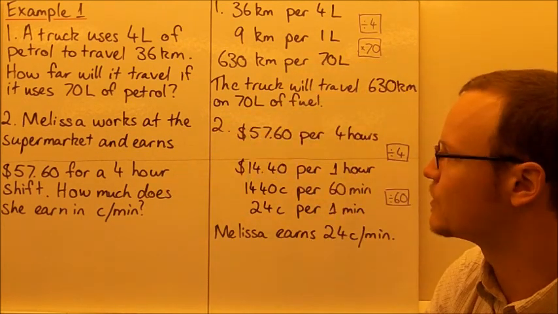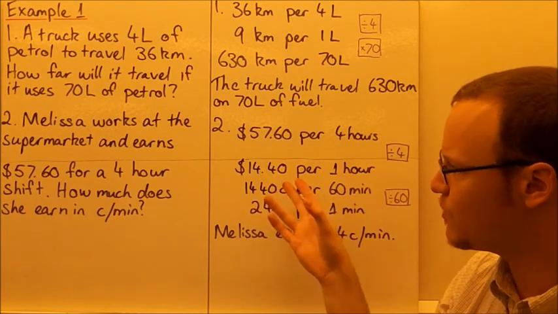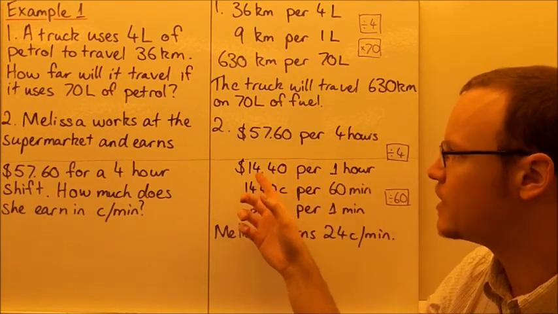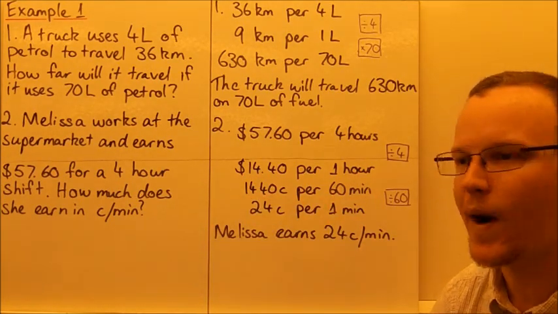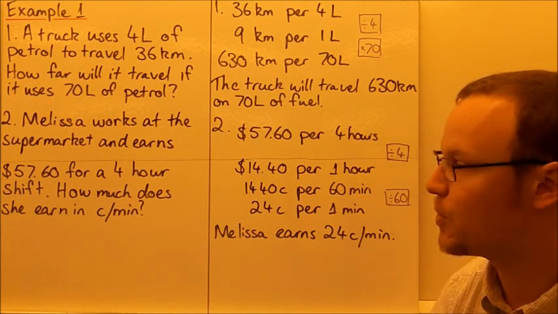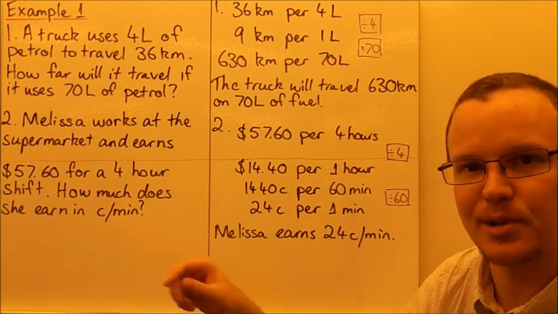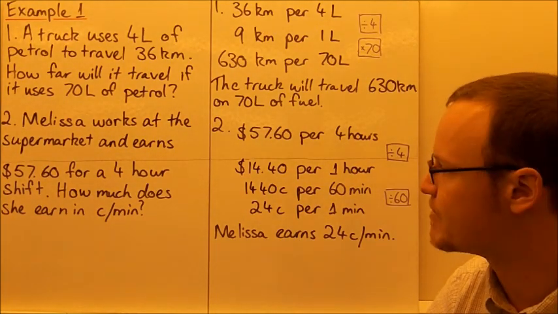That's $14.40. Now, what we need to realise is that we don't want the actual units to be dollars per hour. If we did, we'd have the answer. We've got her wage in dollars per hour. We need to convert it to cents per minute. That's what we're required to look at. We want to know exactly how many cents she earns every minute.